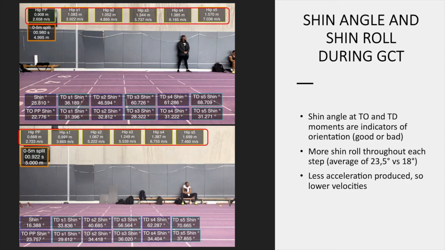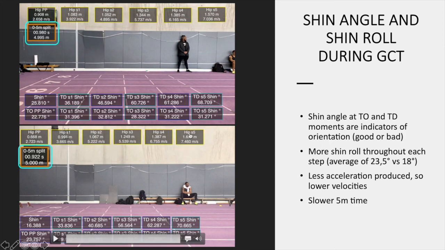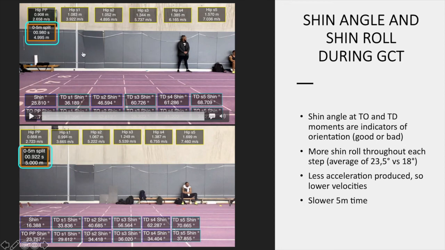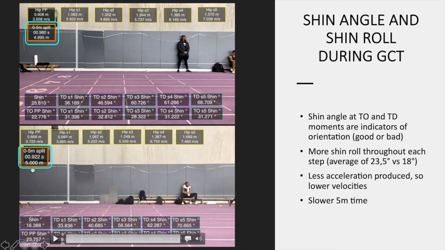This results in less acceleration produced, or even more, I would say, more deceleration produced. So the outcoming acceleration is less, and so this actually results in lower velocities. As we can see here, the velocity is lower, 2.6 versus 2.7 meters per second, and then here it's a bit higher, but then throughout the run it is lower. Here 4.8, 5.2, 6.1, 6.7, 7.0, 7.4. As a result, the top run has a slower 5 meter time, 0.98 seconds, and in the bottom run 0.92 seconds.